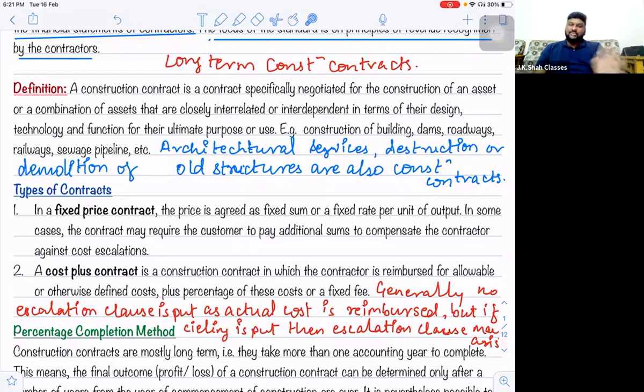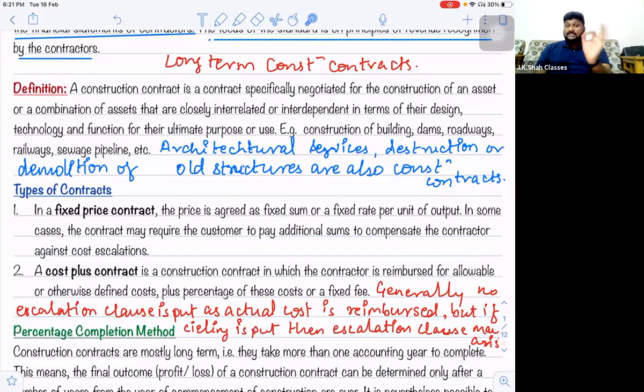Because whatever is your actual cost, say for example, earlier I purchased cement for 350 rupees, but later I purchased cement for 400 rupees. So what is the problem? I am going to charge 350 rupees also, and I am going to charge 400 rupees also. So technically, in a cost plus contract, escalations don't apply because you're actually charging them the actual cost incurred from your pocket. Right? Are you understanding this point?